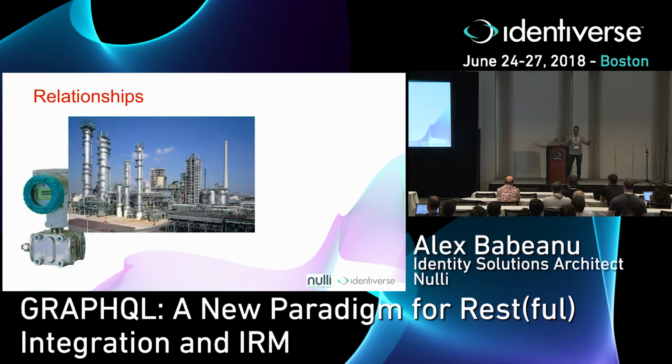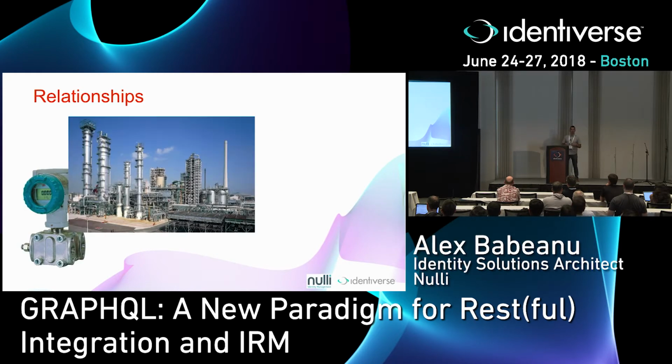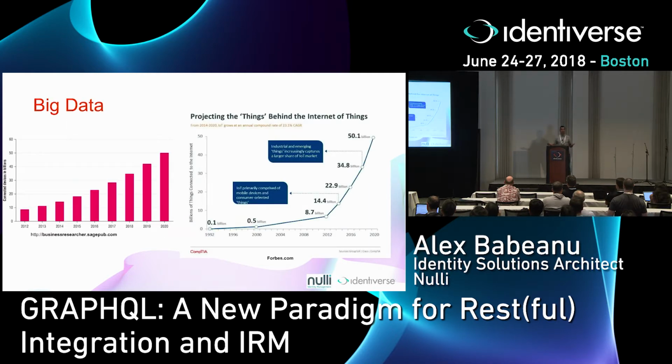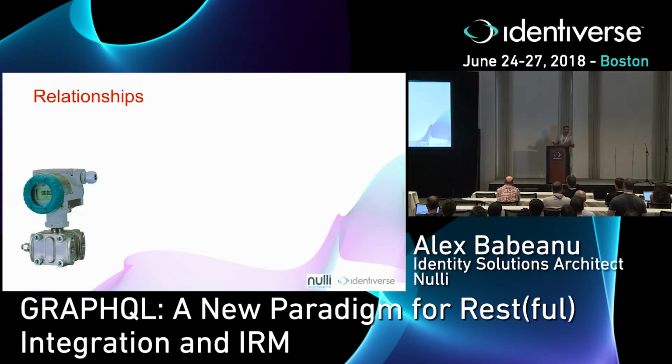So we have an explosion in the number of identities we have to deal with nowadays. But with new identities, as you could see, we have new relationships that we have to deal with, because these identities are never alone. They're always related to other things. Let's take, for example, our smart sensor there. That sensor lives in a refinery, which maybe we'll see eventually.